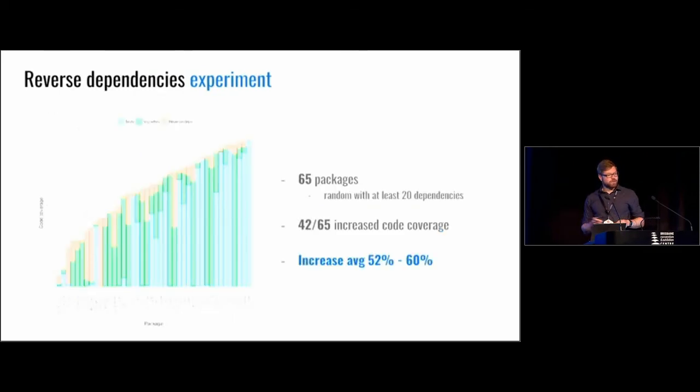We also did the reverse dependencies experiment. We selected 65 packages which had at least 20 dependencies from the set that we had before. We ran that, and in some cases it worked. Not in many, and the increase was not as great as we would have hoped, but it did something. If you don't have any tests, the more dependencies you have, the better code coverage you already have, because the package is popular, so there's a kind of correlation in there.